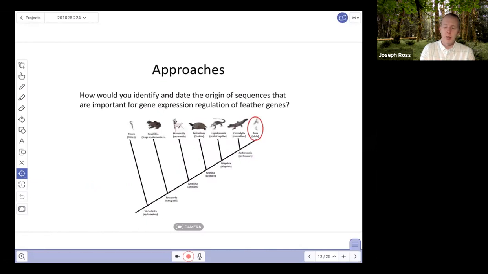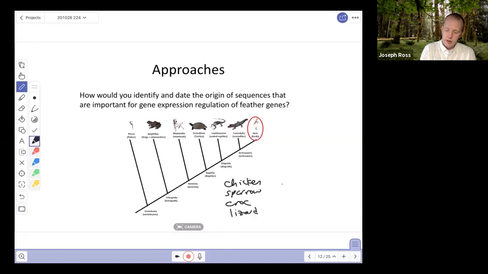So again, the concept here, just to reiterate, is that we would want to sample multiple birds and then multiple non-birds, look at their DNA, compare the DNA sequences, and find mutations that were specific to different birds. So between birds and non-birds. So for example, we could have a chicken and a sparrow and a crocodile and a lizard, let's say. And we could look at the same sequence.